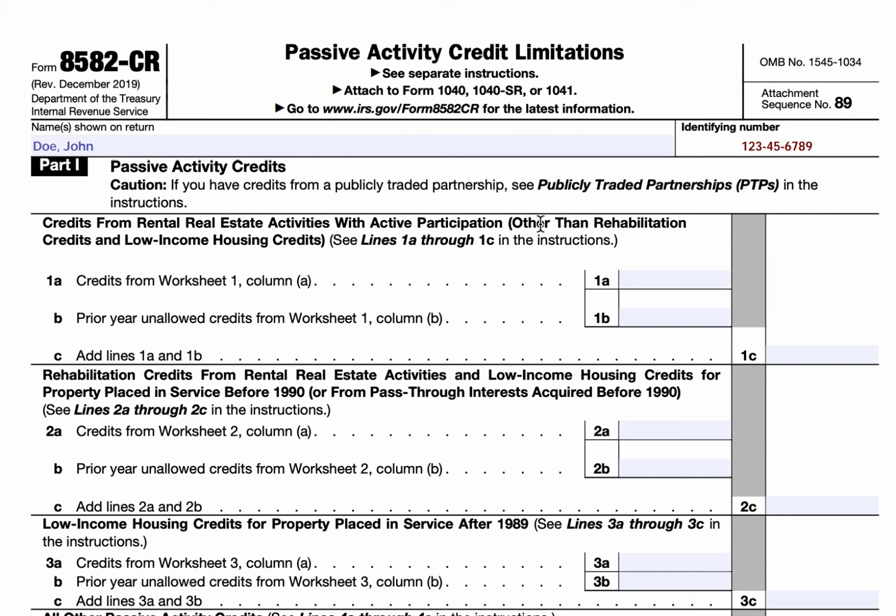In line 1, you'll enter the credits from worksheet 1, column A, and then in line 1A or 1B, you'll enter any prior year unallowed credits that were carried forward, and then you'll combine them. Let's just imagine that our hero, and we're going to use the same number throughout just to make things simpler, had $1,000 of credit from worksheet 1, column A, and then he had $1,000 of credit that was a prior year unallowed credit. So that totals $2,000. We're going to do the same thing for lines 2A or 2 and 3.